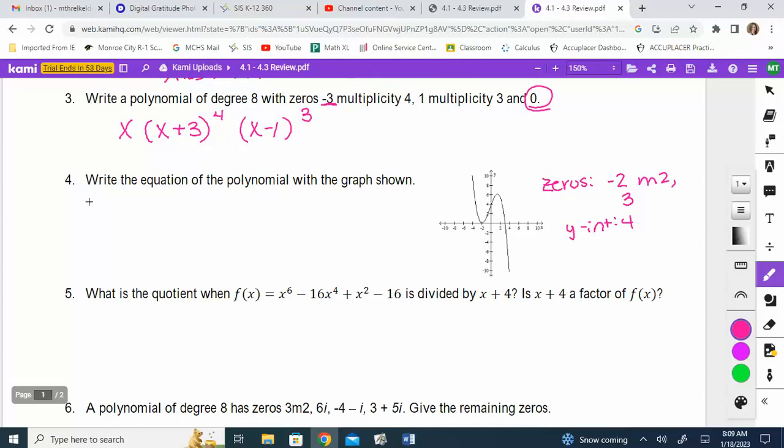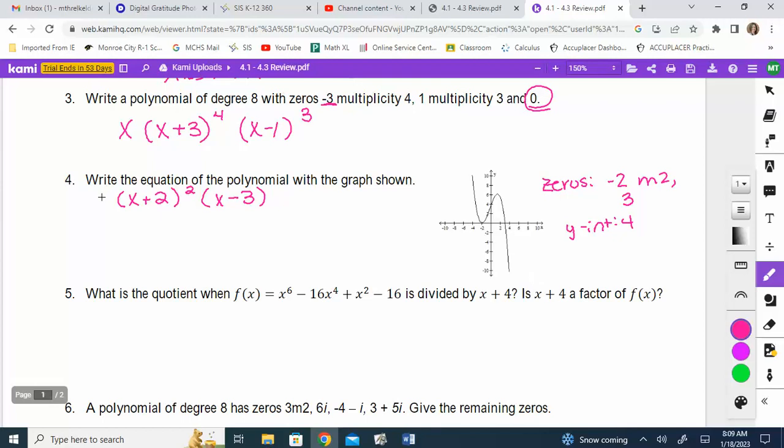So if negative 2 is a 0, we have x plus 2, and since it was a multiplicity of 2, that would be squared. If 3 is a 0, it gets x minus 3. It's a negative. Why would it be a negative? Because my end behavior is up, down, so we know it'll be a negative.